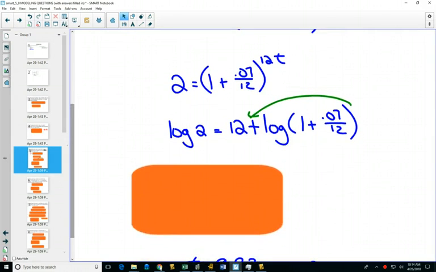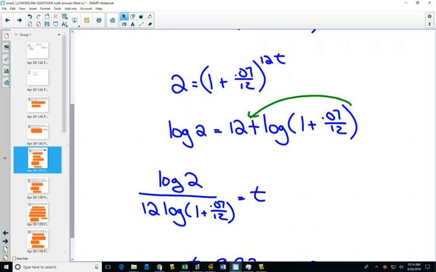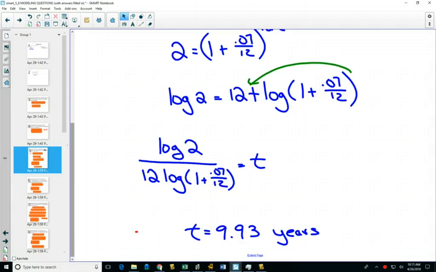I want to get t by itself. So what would I have to divide by? I'd have to divide by the 12 and the big log thing. You can type that all into your calculator all at once. And you get 9.93 years. So if the interest rate was 7%, it's going to take roughly 10 years for something to double.